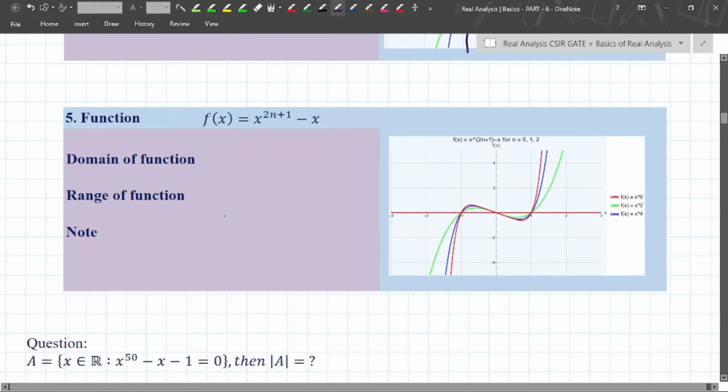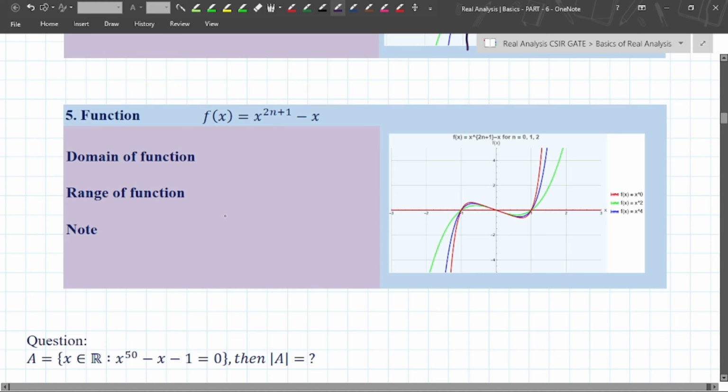Next, we have something. How can we identify, or how can we draw this kind of function, which is something we can say x power 2n plus 1 minus x. In this case, okay, no need of finding the domain and range here. We are just getting what is the cardinality of this kind of set. If I take x power 2n plus 1 minus x equals 0, or it is a set we are taking, okay, equals 0, and it means if I define my A such that x power 2n plus 1 minus x equals 0, then what is the cardinality of this set? How can we identify? This is just simple.